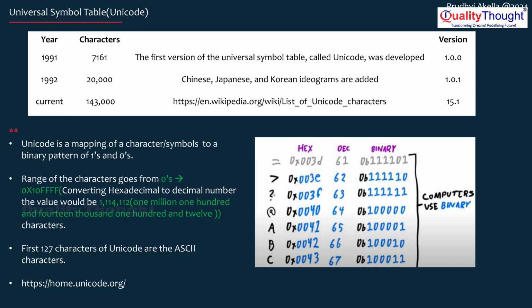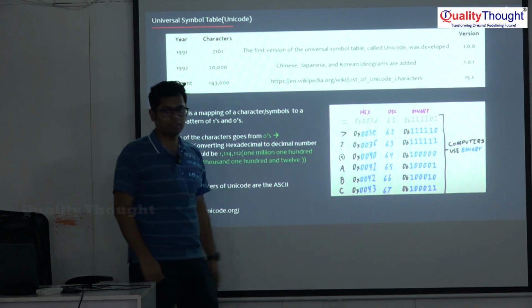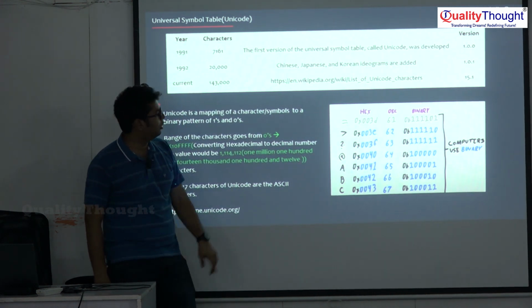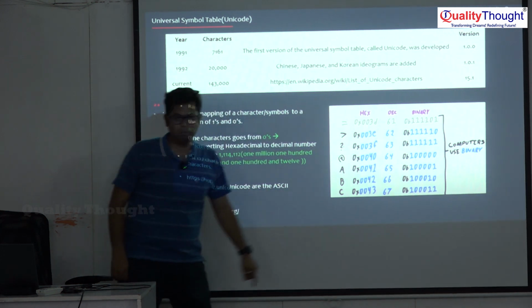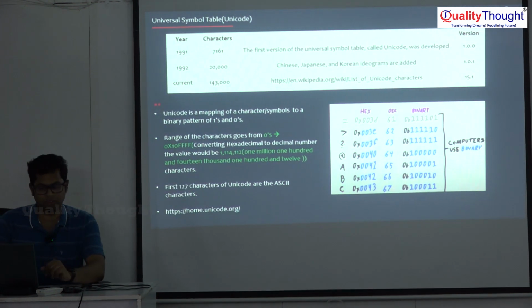If you look at the current scenario, the number of symbols is about 143,000. The computer can basically understand 143,000 symbols at this moment in time. And what is the version? It is 15.1, the current version of Unicode. If you go to this particular link, you will see all those symbols.